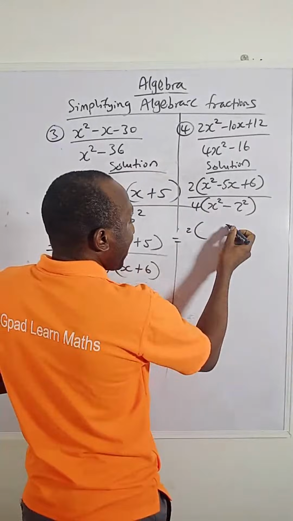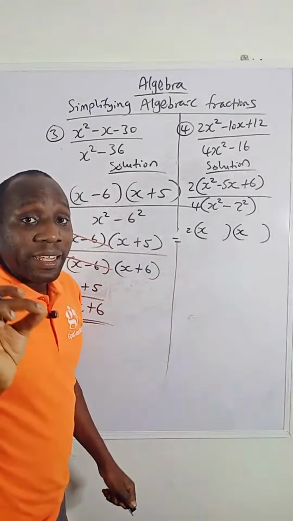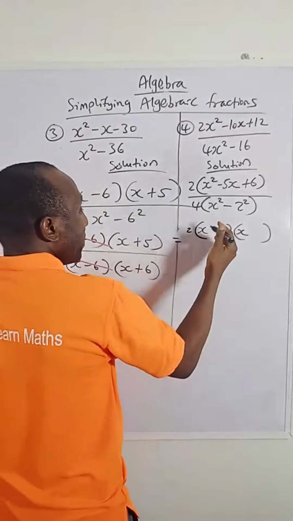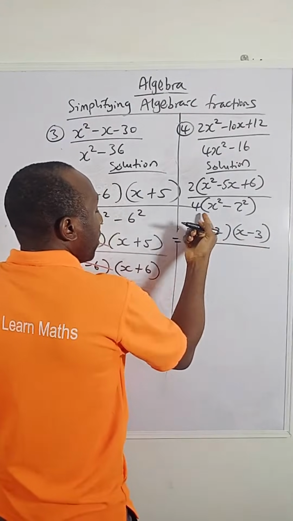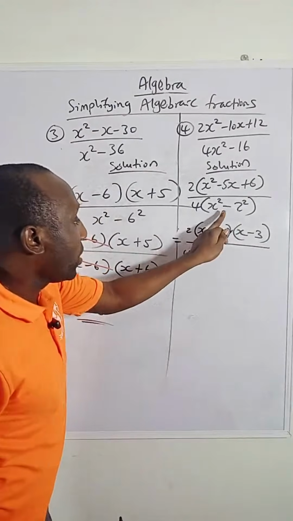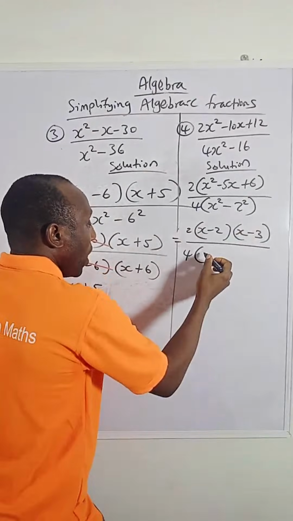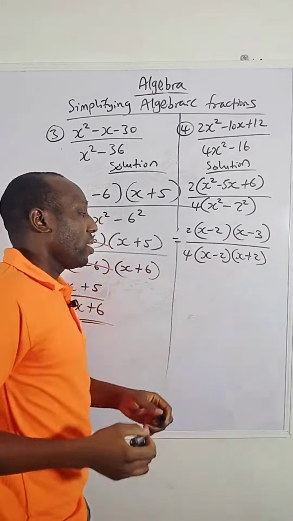So it's going to be what? Just open 2 brackets like I said before and write x, write x. What were those 2 factors? Negative 2 and negative 3, and that's it. All divided by what? 4 bracket. Difference of 2 squares here: x squared minus 2 squared. So you have x minus 2 and x plus 2. Are you seeing that?